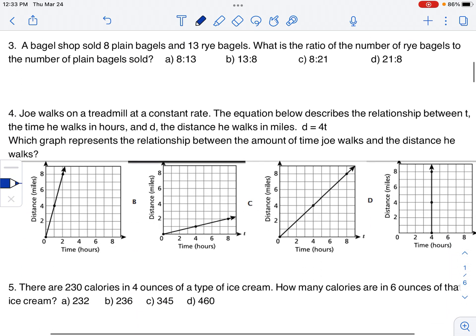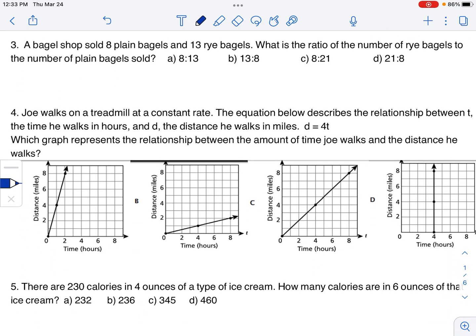All right, question number 3. A bagel shop sold 8 plain bagels and 13 rye bagels. What's the ratio of the number of rye bagels to the number of plain bagels? So I'm just going to write this down. We want the rye bagels to the plain bagels. There's 13 rye, and there are 8 plain. So the ratio is 13 to 8, option B.